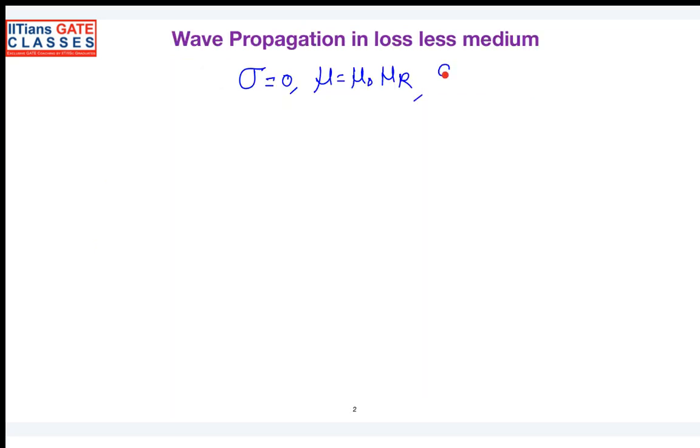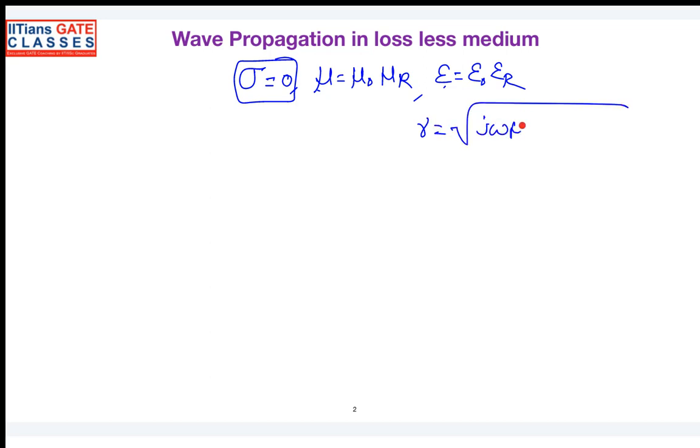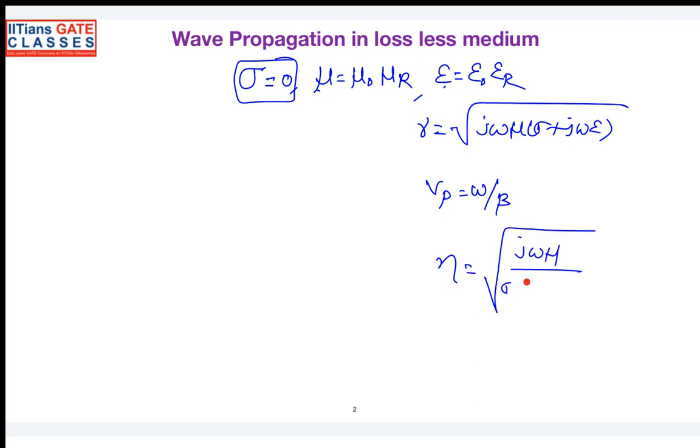It will be mu and epsilon, not epsilon r. Only your sigma will be 0 and your mu and epsilon will be existing, right? Now you take some time, you know all the equations, right? I have given all these equations. And what is your phase velocity? Omega by beta. And this is the impedance. So your gamma will be alpha plus j beta in turn. One case I will do, and for the remaining mediums, you can do the same approach, whatever approach I was following here.